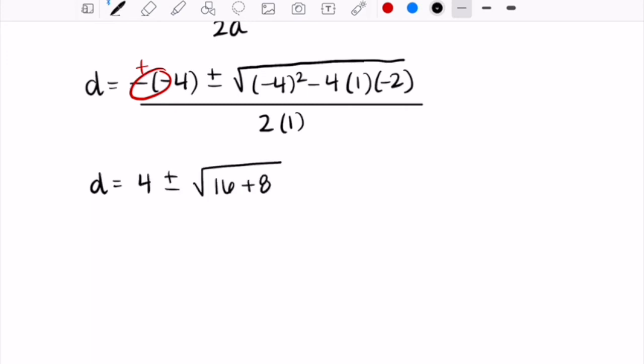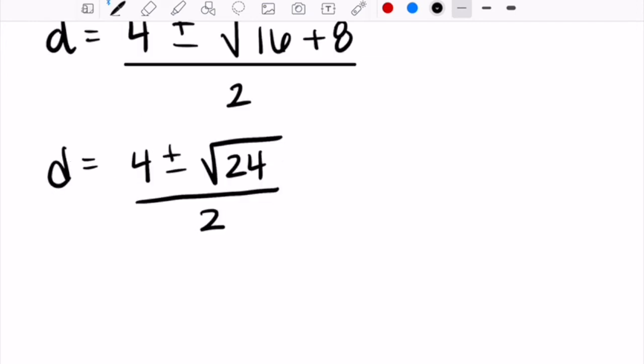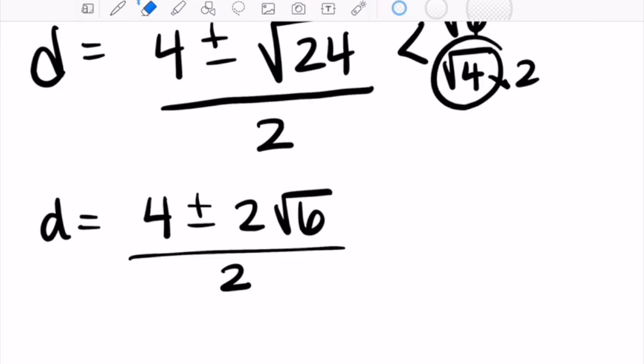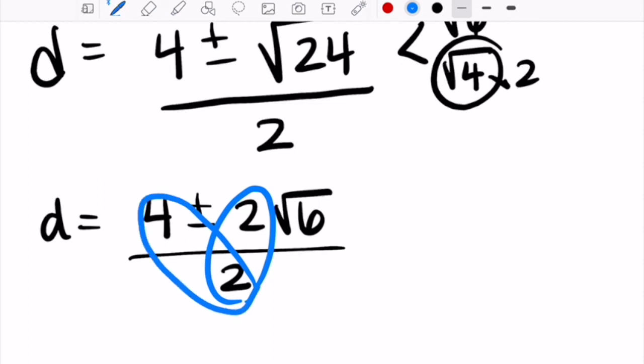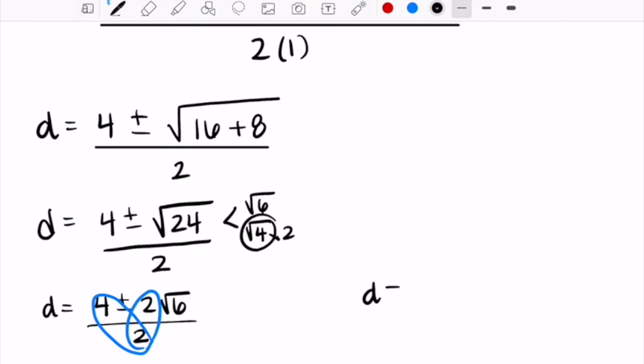So negative 4 squared is positive 16, and then negative 4 times negative 2 is positive 8. 2 times 1 gives me 2. 16 plus 8 gives me 24 inside the square root, but then here the square root of 24 can simplify further. The square root of 24 is the square root of 6 times the square root of 4, but the square root of 4 can come out as a 2. So the last thing I need to do to finish simplifying on this one is to recognize that the coefficients can simplify. So here and here, both of these values in the numerator can divide by the denominator. And so as an answer for this question, I'm going to get D is equal to 2 plus or minus the square root of 6.